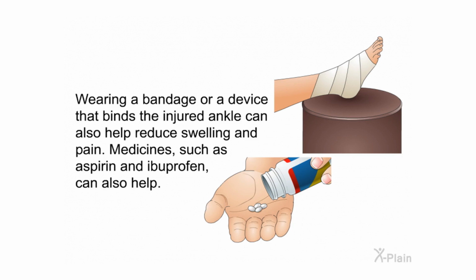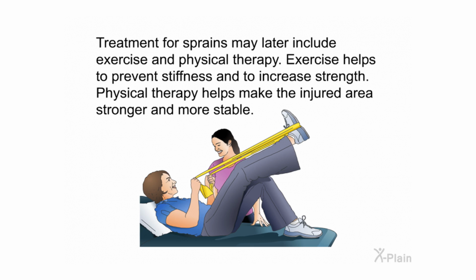Wearing a bandage or a device that binds the injured ankle can also help reduce swelling and pain. Medicines such as aspirin and ibuprofen can also help. Treatment for sprains may later include exercise and physical therapy. Exercise helps to prevent stiffness and to increase strength. Physical therapy helps make the injured area stronger and more stable.